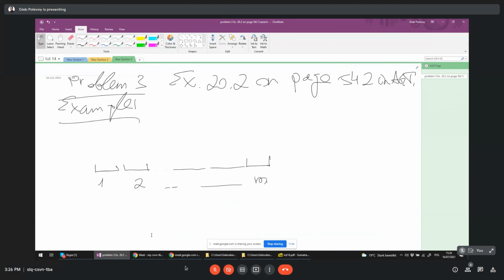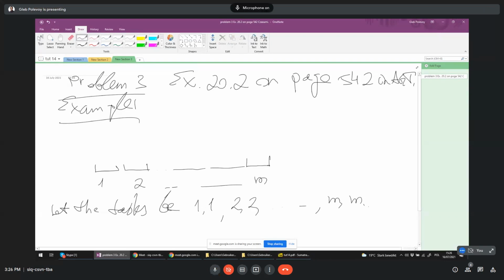So let the tasks be of sizes 1, 1, so 2 tasks of size 1 each, 2 tasks of size 2 each, and so on, till m, m. Do you understand? Yes. Okay. What now is the optimum assignment? It's also an equilibrium, but it doesn't matter. How will those 2m tasks be assigned optimally?